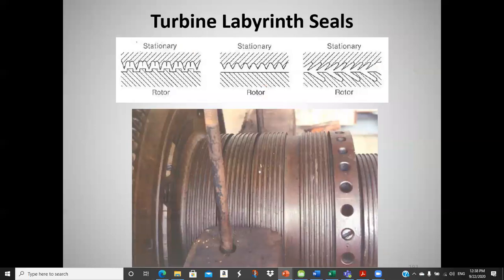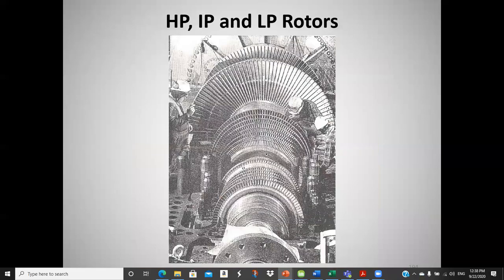We have seals, labyrinth seals. We're not going to go into detail. That's looking down a high pressure, intermediate pressure, and two low pressure rotors all bolted together on the same train. And at the end of it, that's the generator down there.